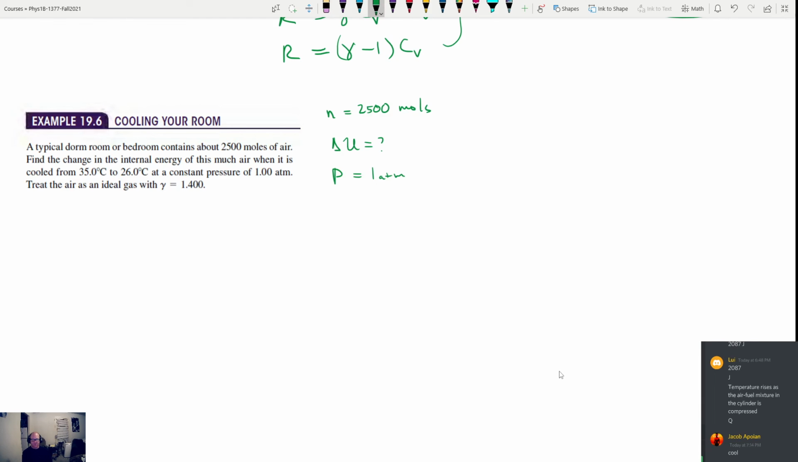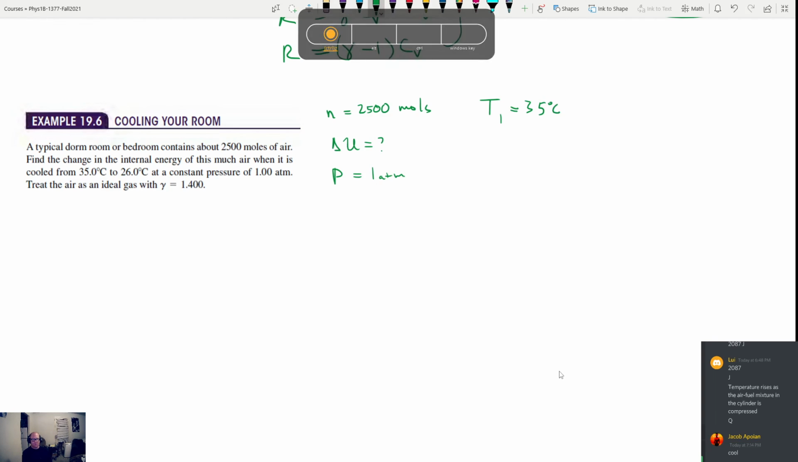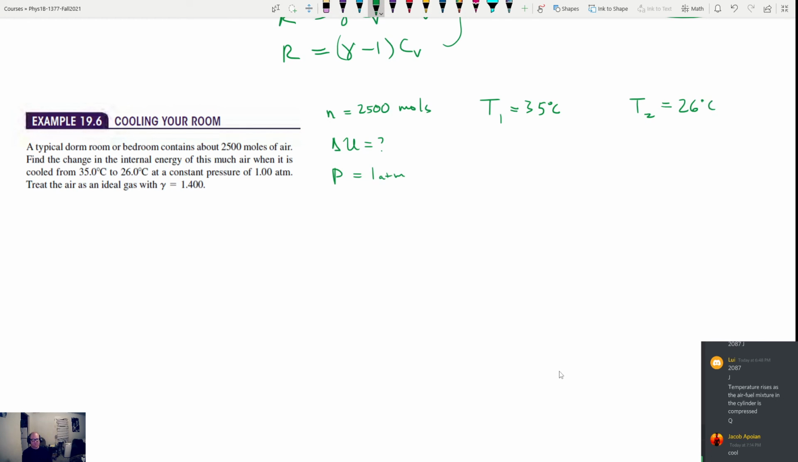And we know that it goes from a temperature, let's call it T1, equal to 35 degrees Celsius, down to a temperature, let's call it T2, that is 26 degrees Celsius, all right? And we know the pressure is constant. And it says treat the air as an ideal gas with gamma equal to 1.400. We have to find the change in internal energy, which we know is equal to Q minus W.